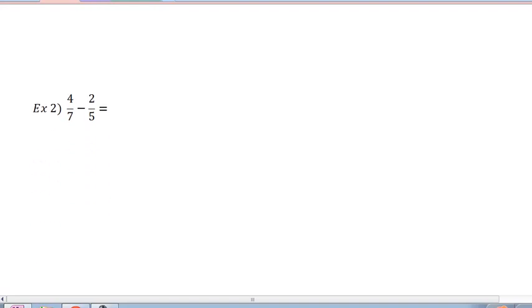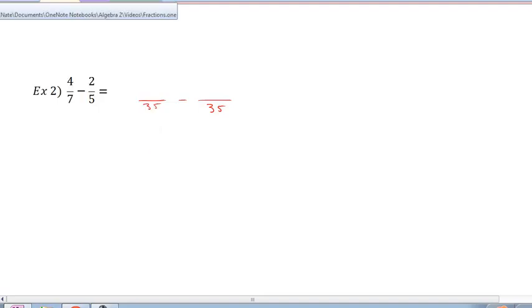4/7 minus 2/5. This is our second example. Alright, so I'm looking for some number in the bottom here. I'm going to change both of them. That 7 and 5 are both factors of it. And we said in class that we can always default to multiplying those numbers together. We can always default to just the product of our denominators, and that should work.